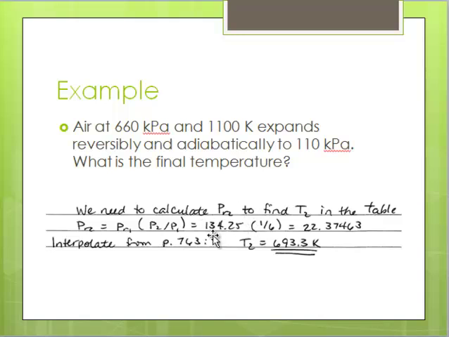We had just done that, in fact. I know the initial and final pressure, so I take the ratio of those, and I can solve for PR2, which is 22.37. But this has no physical meaning. But it allows me to now go to the table and interpolate to come up with a final temperature of 693.3 Kelvin. Okay, this is again a time savings, and it's very, very helpful as we get to doing more and more complicated problems.